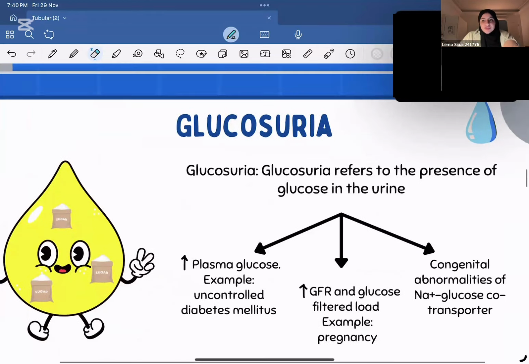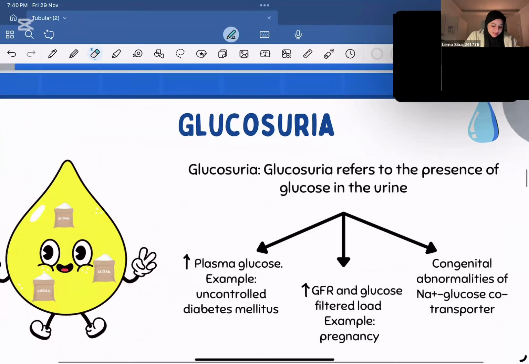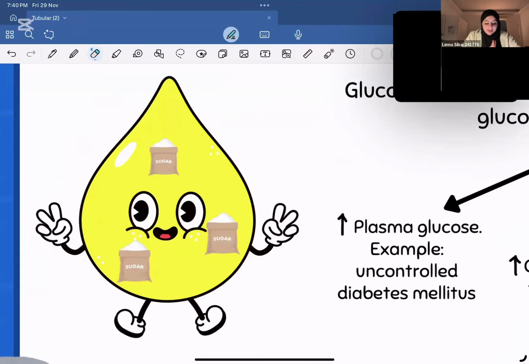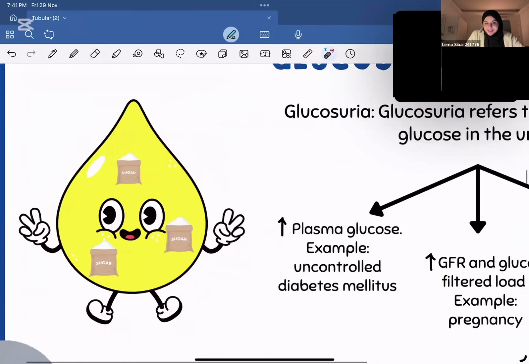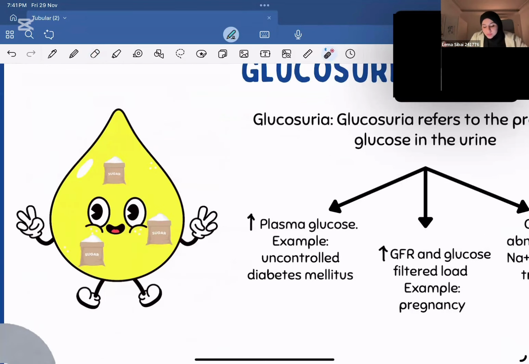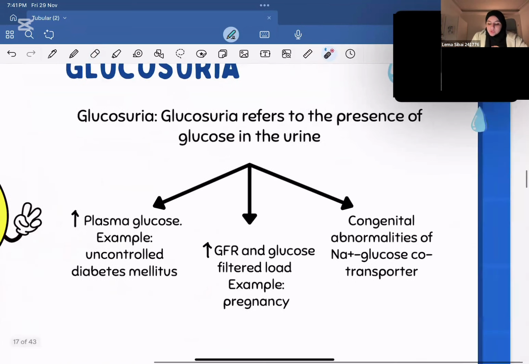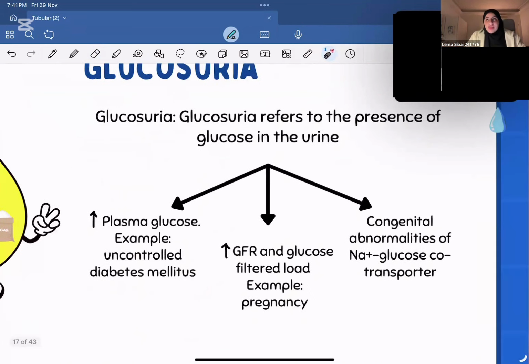Okay, now we're going to be talking about glucosuria. Now, this is my little urine droplet that has glucose. It has a bunch of sugar, and this is the best way to imagine it because that's exactly what it is. Glucosuria just means that this is when you can find glucose in the urine. And when could you find glucose in the urine? By the way, this is entirely pathological. Pathological means unhealthy.